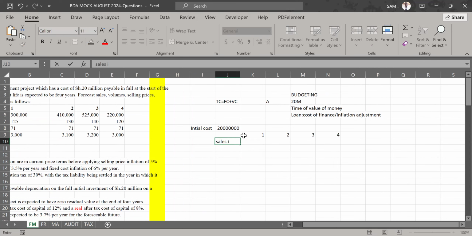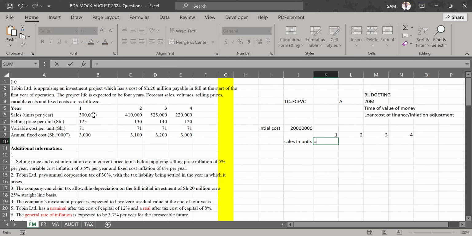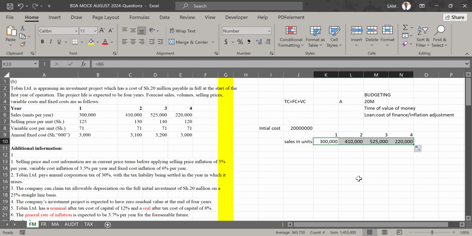Sales in units. We're just transferring information, but now putting it in good order so that we can work with it. Sales in units, we've been given here. We're just transferring the figures the way they are. We have 300,000. I can just refer to it, I don't have to type 300,000 all the way to year number 4, where we have 220,000. That is one.